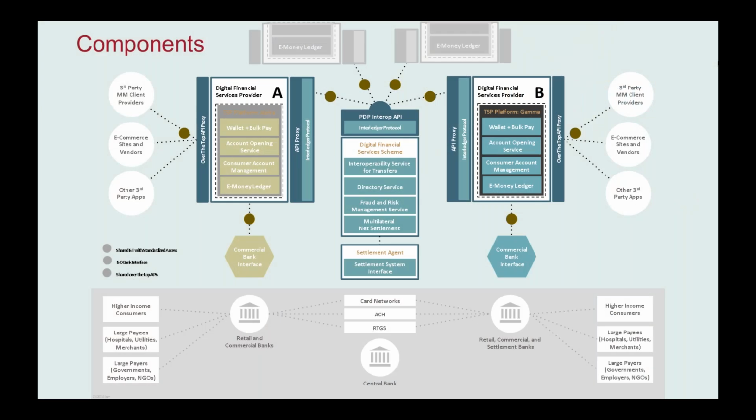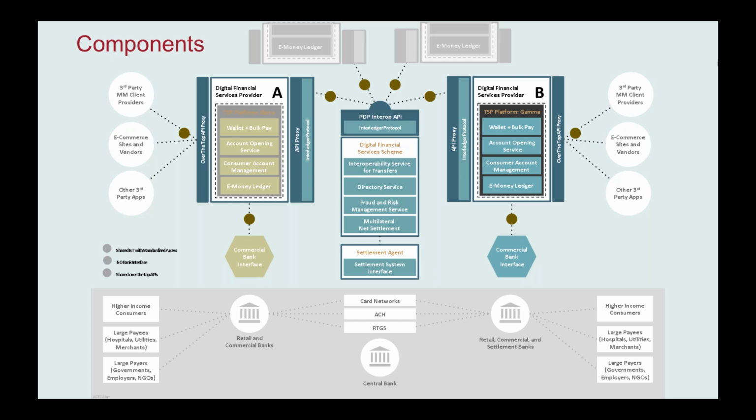So fundamentally, we're looking at a system. This is an ecosystem view. And what we have here is we're showing at the center this stack of services, which we call the digital financial services scheme. And surrounding that are a set of, in this diagram, 4 digital financial service providers, 2 of which are labeled A and B in the diagram.